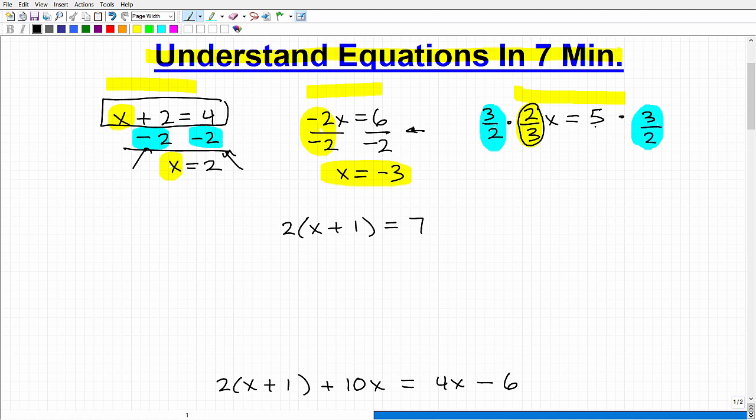So we're going to take this 5 and multiply it by 3 halves. 5 is the same thing as 5 over 1. So here, 3 halves times 2/3 is 1, or 1x, or just x. And this is going to be 15 over 2, or 15 halves. Okay, so that is the solution to this equation here.